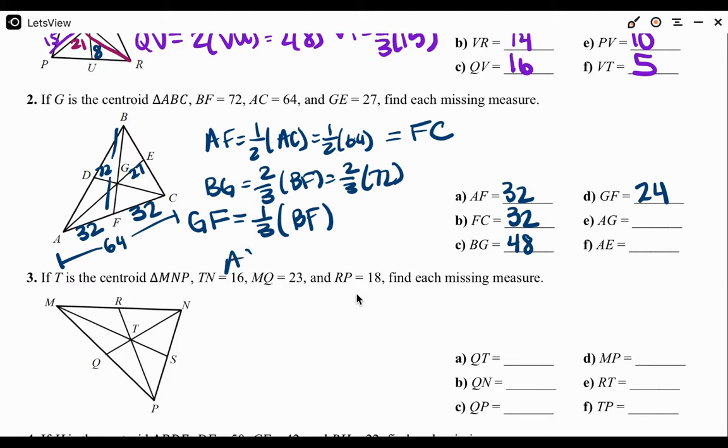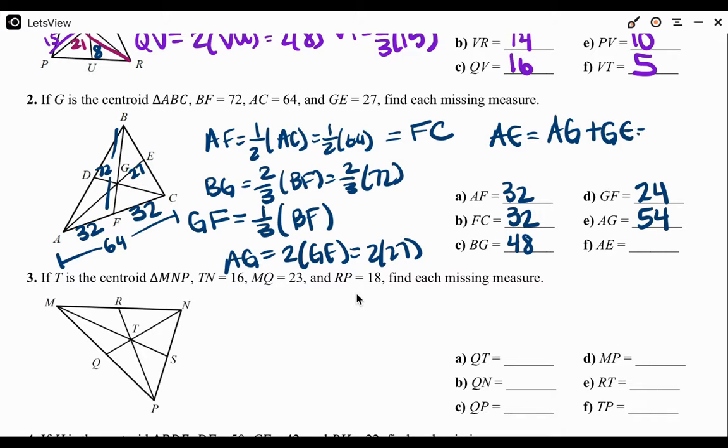AG, we know AG is equal to double GE. So 2 times 27 is going to give us 54. And then AE is equal to AG plus GE. So 54 plus 27 gives us 81. And if I went too fast, remember this is a video, you can pause it.